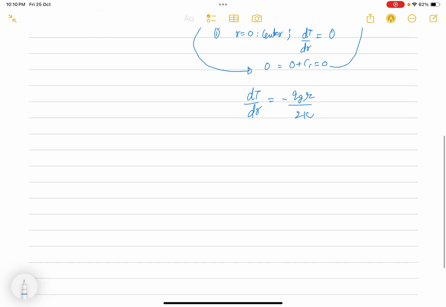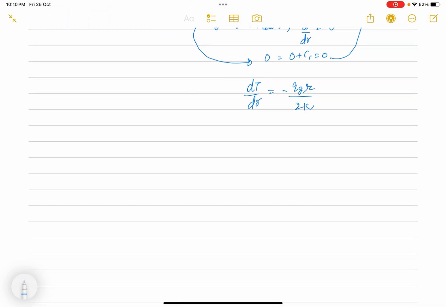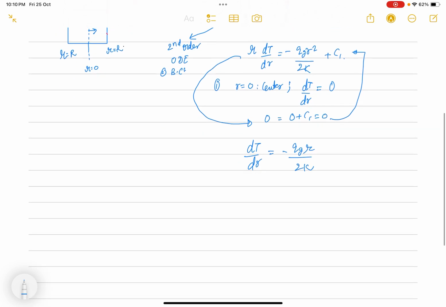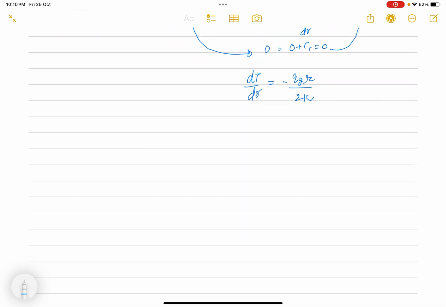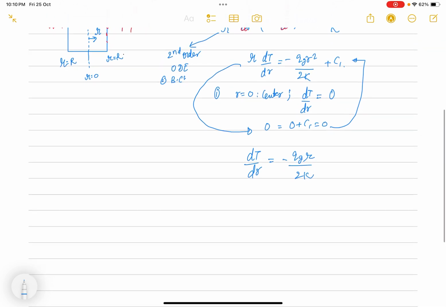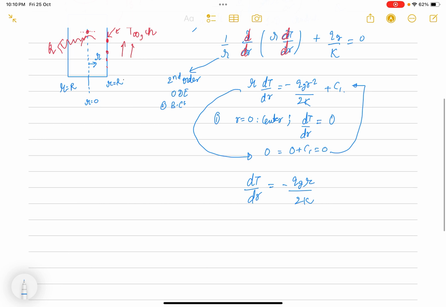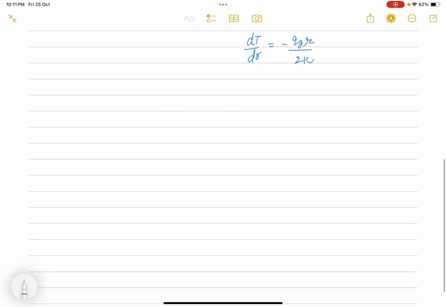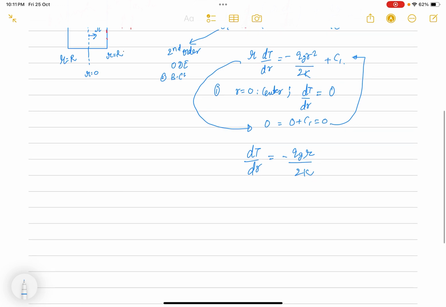So we can see from this that the temperature gradient is a function of r itself. In the steady state case, when there was no heat generation, we saw that at any position, whatever heat is coming in, that same heat will be going out. But this is not true for the case of heat generation.